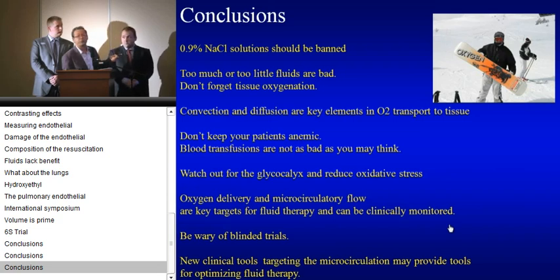Sodium chloride, I think, should be banned. It would not pass a phase 1 trial if we did it today. Too much or too little fluid is bad. Don't forget tissue oxygenation. We really do need oxygenation. A hematocrit below 30% is bad for your kidneys. Convection and diffusion are the key elements. Don't keep your patients anemic. We really do need blood for a reason. Red blood cells are good for you.